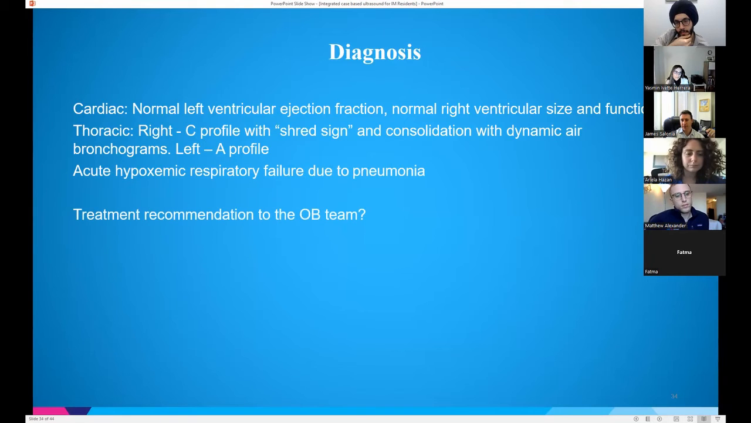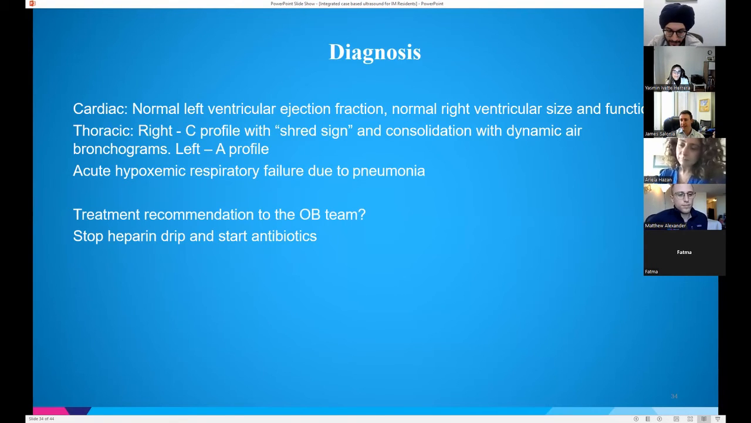So what's your treatment recommendation to the OB team? Antibiotics, fluids. Yeah, and maybe stop the heparin, right? So you'd be surprised, but when you use ultrasound, you'll be able to find a lot of these details, which can really change the clinical picture.